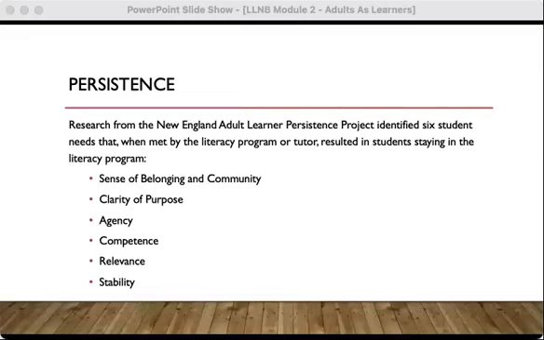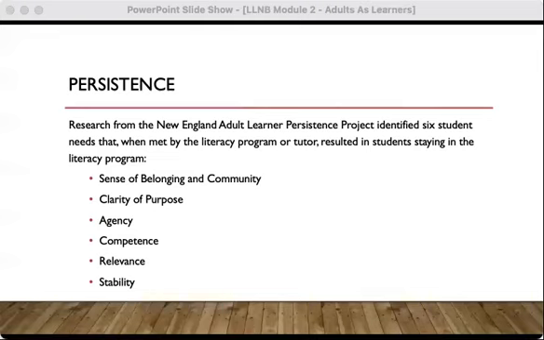The research for the National Center for the Study of Adult Learning and Literacy also identified 4 factors that support student persistence. A sense of belonging and community. When learners feel welcomed and respected and develop a sense of belonging, they are more likely to keep coming to class. Cultivating a sense of belonging from the start is crucial.